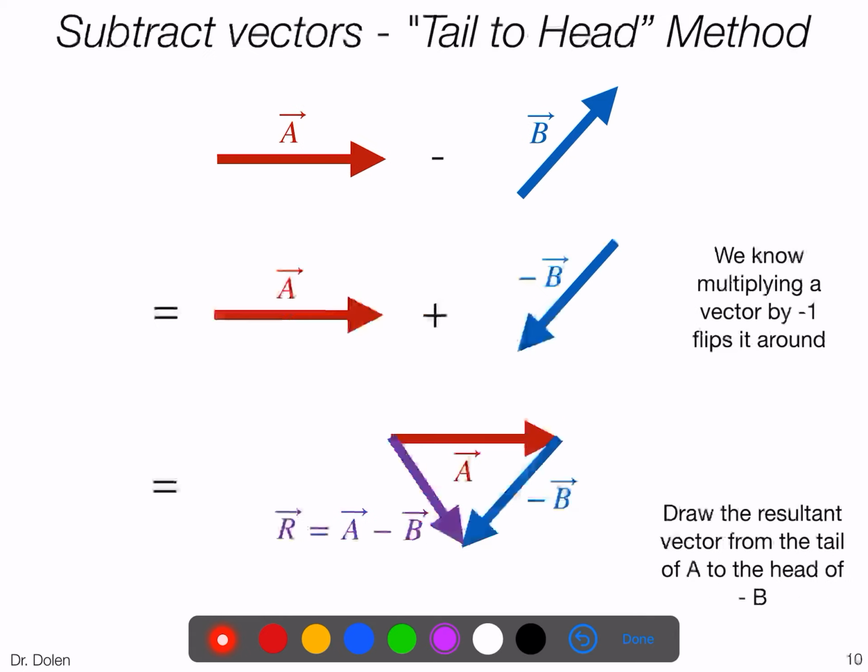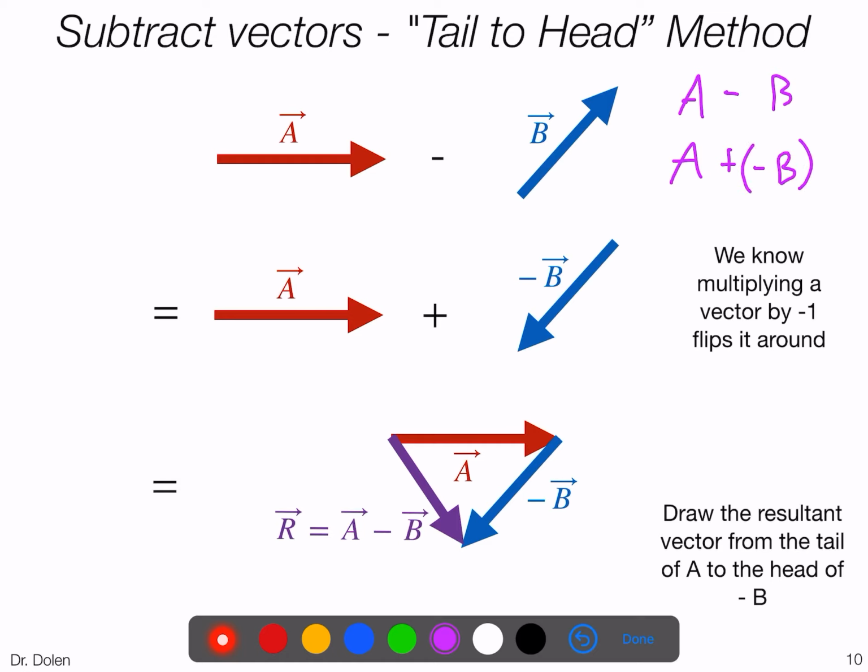Okay, what about subtraction? Well, to do subtraction, we're still going to use the tail to head method, and we're going to rely on one of the rules about vectors that we learned about in the last video. And that rule is that if you negate a vector, you're just switching its direction. So if I have a vector b here, if I want to know what is negative b, that is just flipping that vector around. It's anti-parallel to b. Now I can use the fact that a minus b is the same thing as a plus minus b.